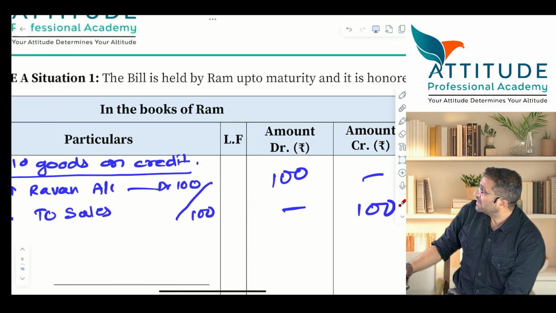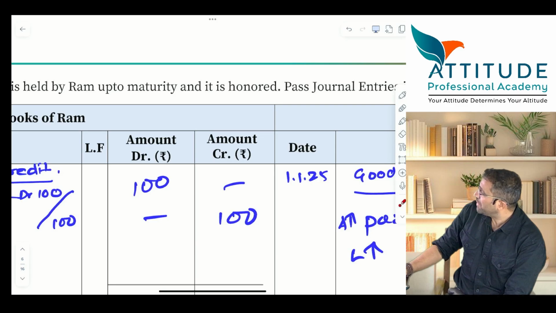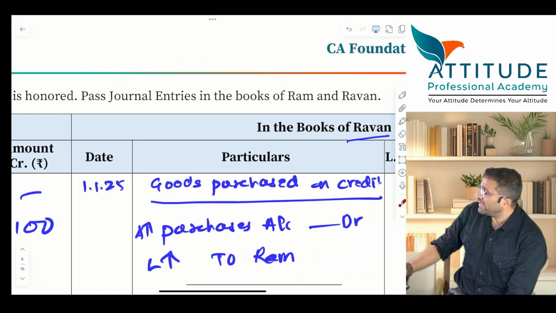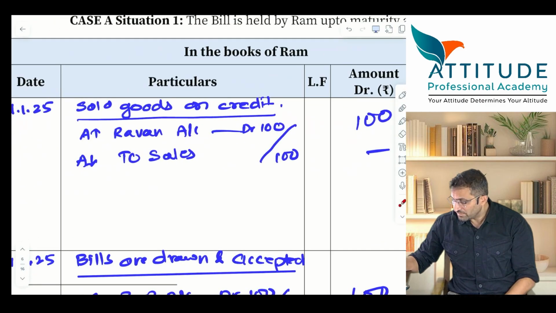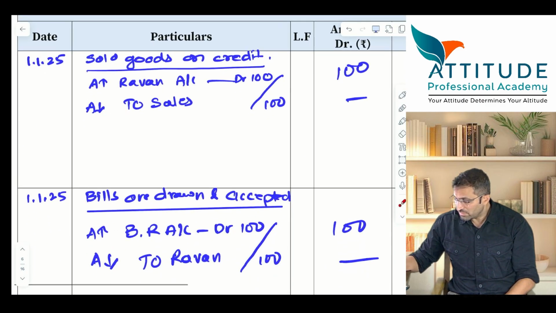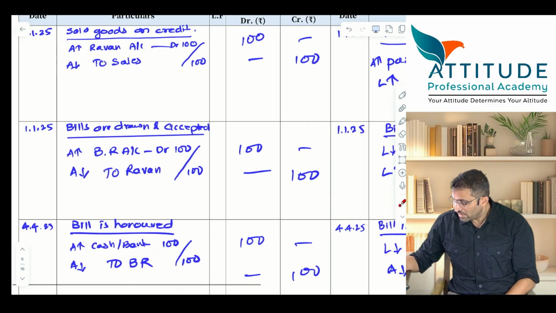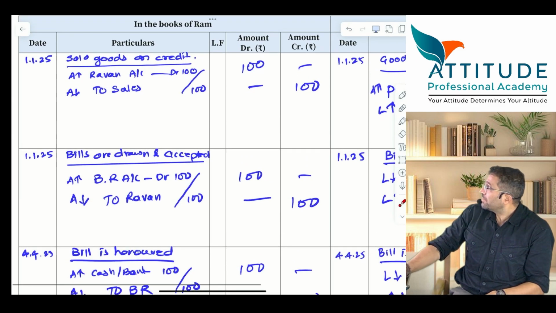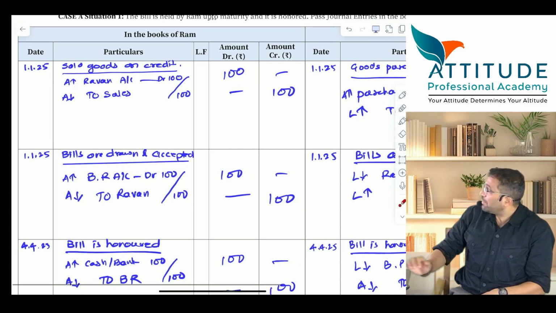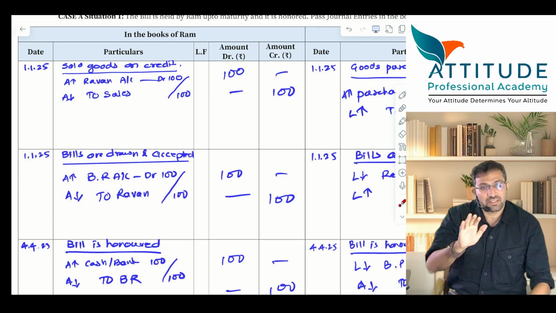I repeat, the bill is held by Ram up to maturity and it is honored. Pass journal entries in the books of Ram and Ravan. Clear? Okay, go ahead. In the books of Ram. Chalo, in the books of Ram. Okay, you please pass the journal entries. I'll give you 5 minutes. Please pass it.